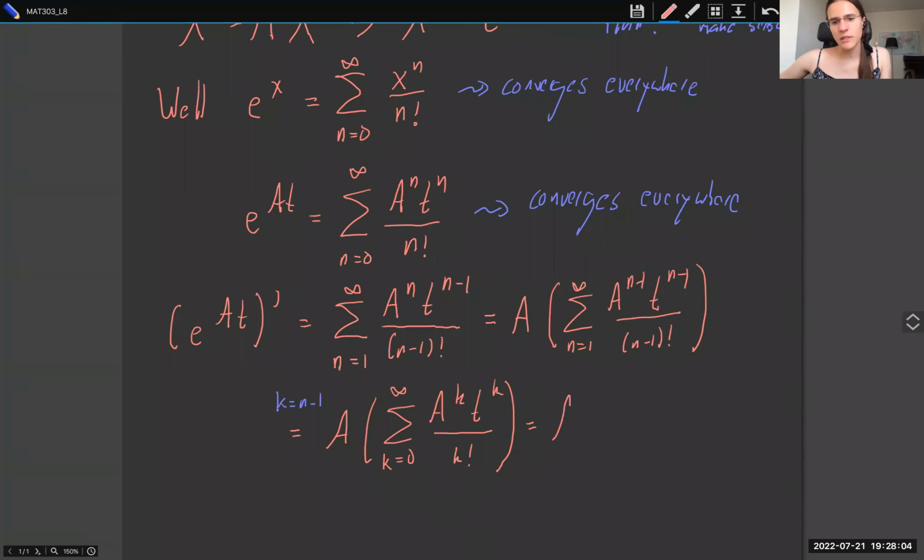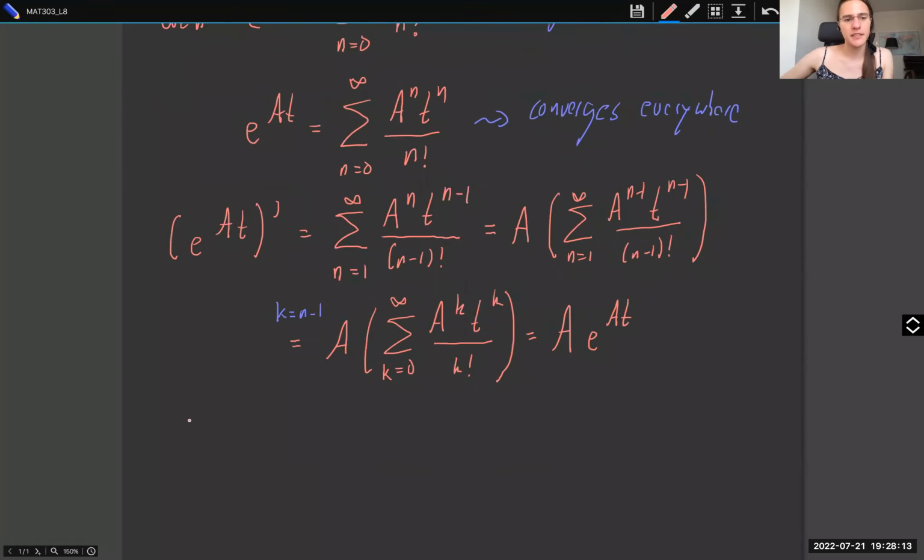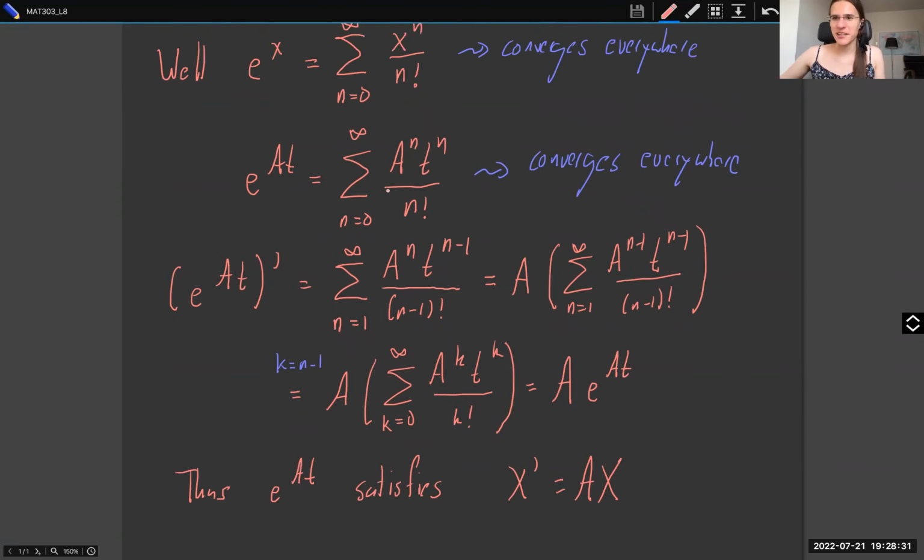Okay, well, that's equal to A e to the At, right? So it satisfies the equation. Thus, e to the At satisfies x prime equals Ax, right? That's the equation that we had at the beginning. So bam, look, if you can calculate this expression, then that is one perfectly valid way of solving the system.